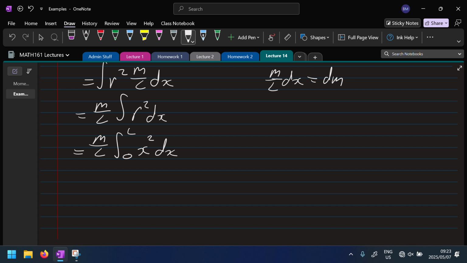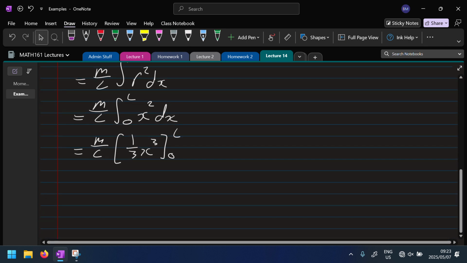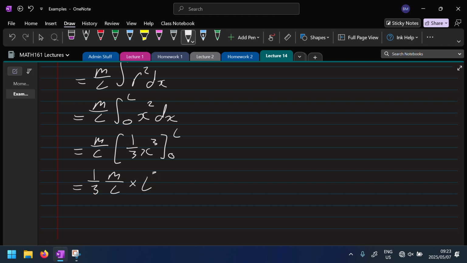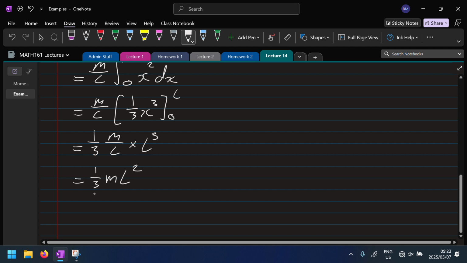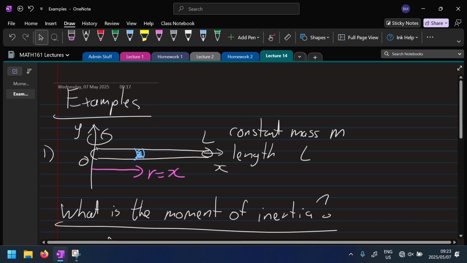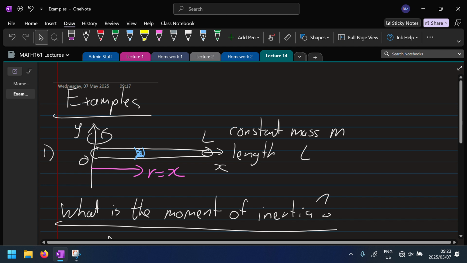Now we just do the integral. Yeah, very straightforward. So this is going to be m over L, square brackets. This will be 1/3 x cubed from 0 to L. The 0 is not going to do anything, so we can just put in the L. So this is going to end up being 1/3 m over L times L cubed. But L cubed over L, that's going to be L squared. So this is going to be 1/3 mL squared. Okay, so we end up with this. Okay, so that is the moment of inertia.